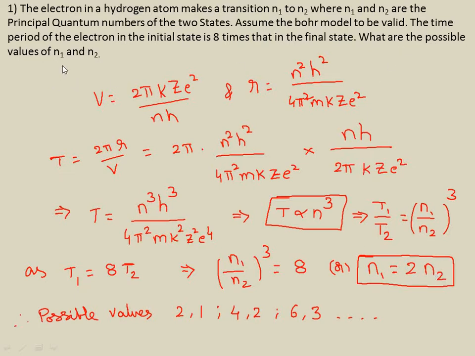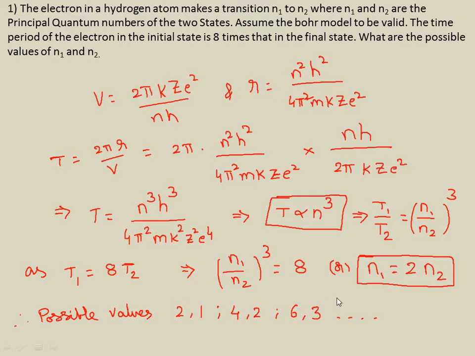What are the possible values of n1 and n2 which we have to calculate? If n2 equal to 1, then what will n1 be? Look here, n1 is 2 times that, so 2 into 1 is 2. The possible values are 2 comma 1. For n2 equal to 2, n1 will be 2 twos, 4. So 4 comma 2. For n2 equal to 3, n1 is 6. So 6 comma 3, and so on. So the possible values of n1 and n2 are this many.